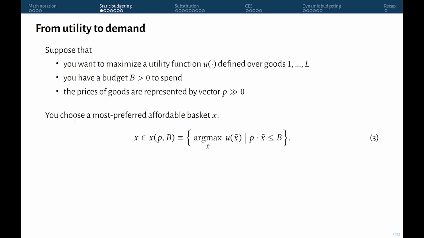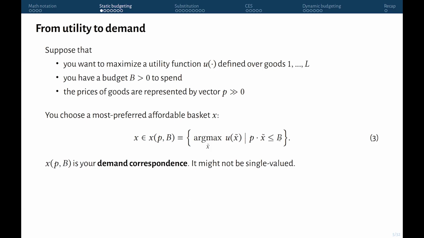You want to choose a most preferred basket. So you want to choose a basket that's within this set of most preferred baskets, the set of x tildes that maximize your utility subject to this constraint, that the total that you spend is no greater than your budget, right? The sum of the total that you're spending on each good, that is the price of the good times the quantity that you're buying, that sums the total that you're spending, and that can't be more than your budget.